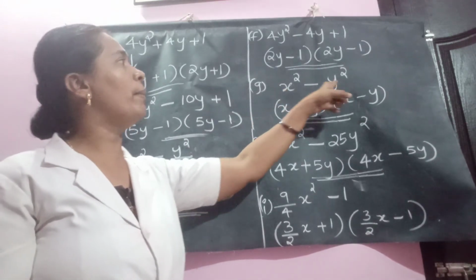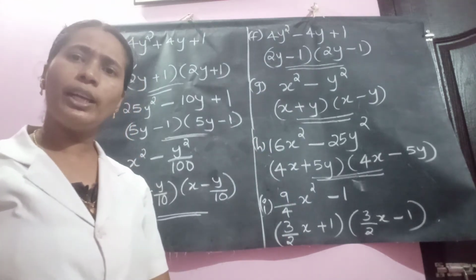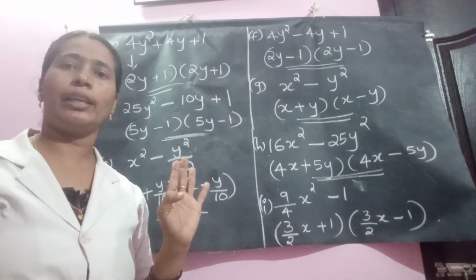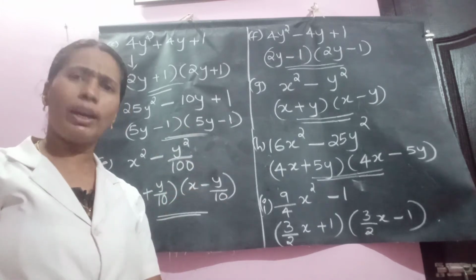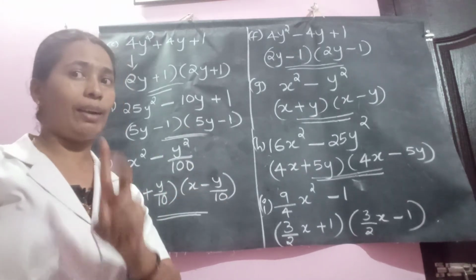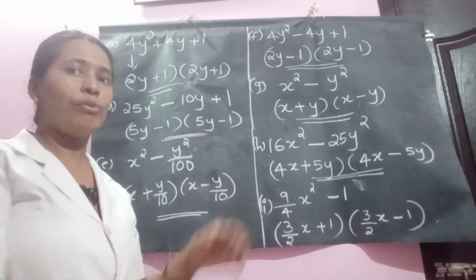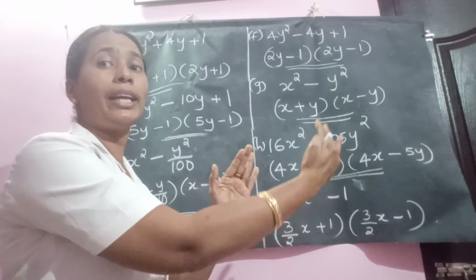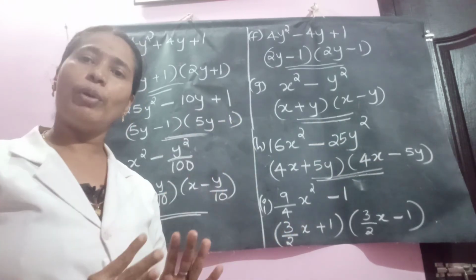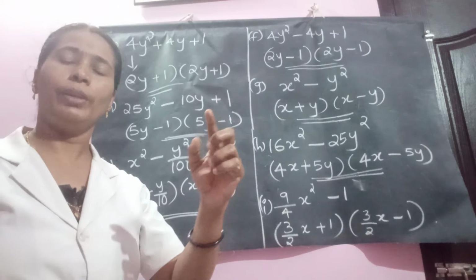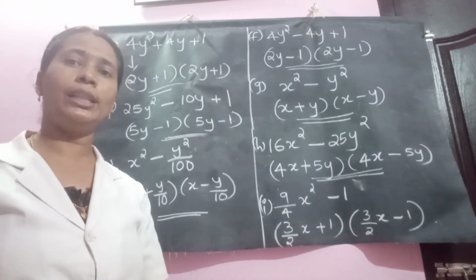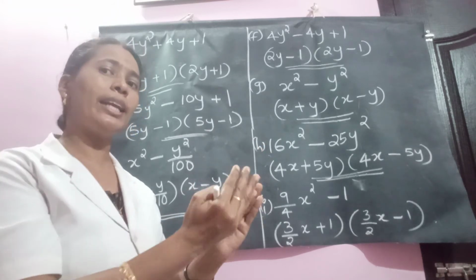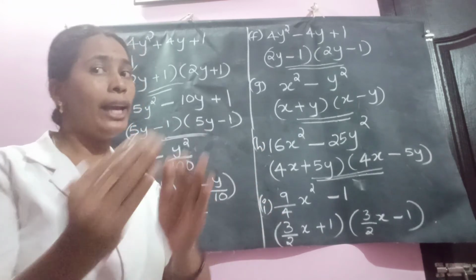X square minus y square. How many terms are there? Only 2 terms. Middle term is missing or it is not given. So what do we do? We studied our second identity. What is it? First bracket x plus a form, second bracket x minus a form. Then we don't have any middle term. If a and b are different numbers, then we have something in between. Okay, that's why the identity is x plus a into x plus b.